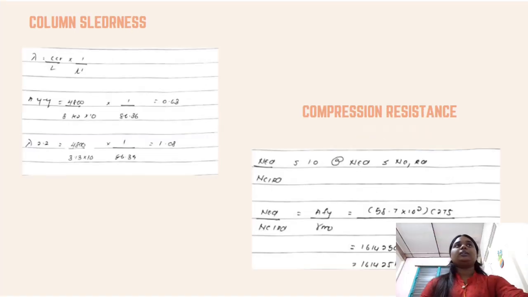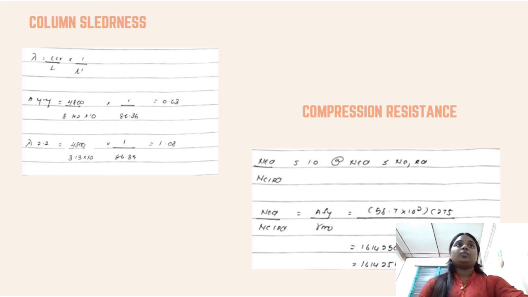So calculate the column slenderness: Ly over iy, 4800 divided by 8.2 times 10 times 1 over 86.36 equals 0.63, and Lz over iz equals 4800 divided by 3.13 times 10 times 1 over 86.39 equals 1.08.